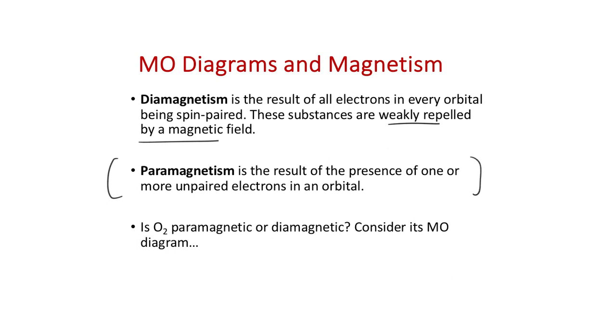The substances with net spin, it's that net spin of the molecule that's pulling those substances into a magnetic field. So the presence of one or more unpaired electrons turns a substance paramagnetic. And so is O2 paramagnetic or diamagnetic? And of course, we saw from inspection of its diagram that it's paramagnetic.